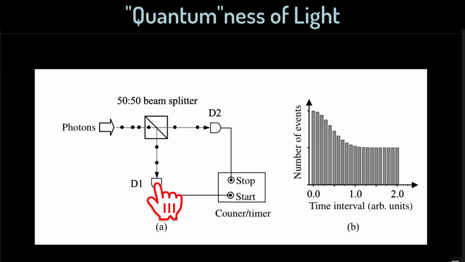Once you register a click on D1, if the emission is indeed single photon, you would register the click only in one of the detectors, either the D1 detector or the D2 detector. The important aspect of this experiment is that you do not know which path the photon takes. It can either go to D1 or it can go to D2, and therefore you would always have some registry of the click either in D1 or in D2.